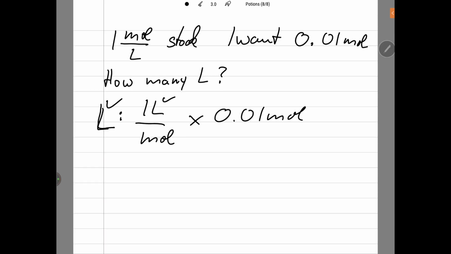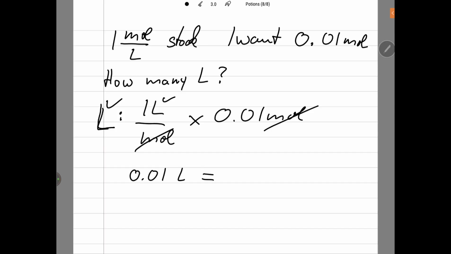I've seen people in an exam do that. Everybody was, oh, that's a weirdo. But if it helps, mole cancels out. So what I have is 0.01 liters. Make sense?